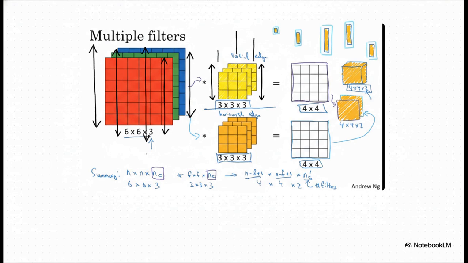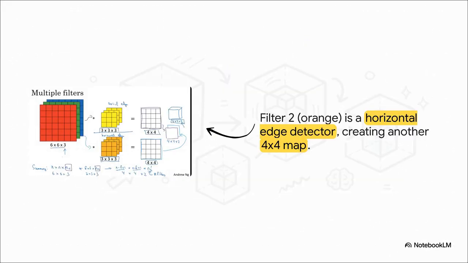Our first filter, this yellow one, could be our vertical edge detector. It does its thing, slides across the whole image, and boom, it creates this first 4x4 feature map. All the bright spots on that map show where it found a vertical line. And then, at the very same time, we can have a second filter, let's say this orange one, and its job is to find horizontal edges. It runs the exact same scan over the same original image, and it produces its own 4x4 map, this time showing us where all the horizontal lines are.